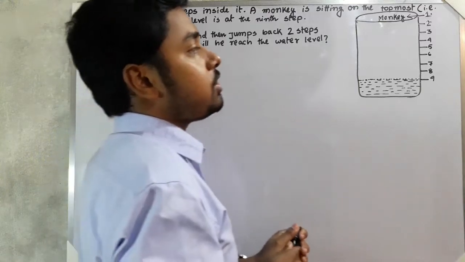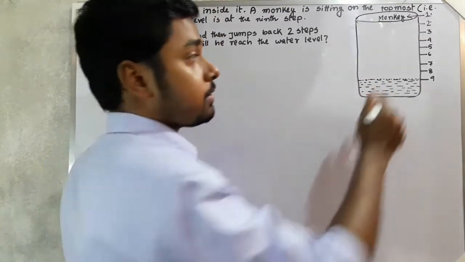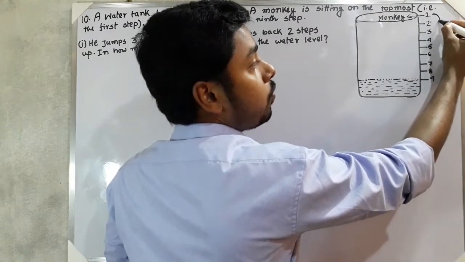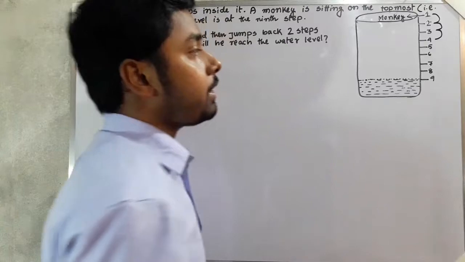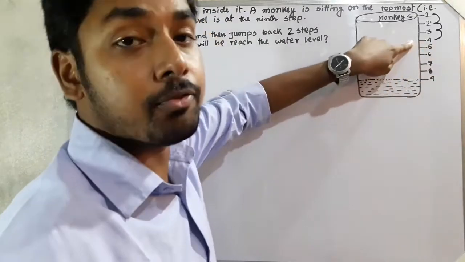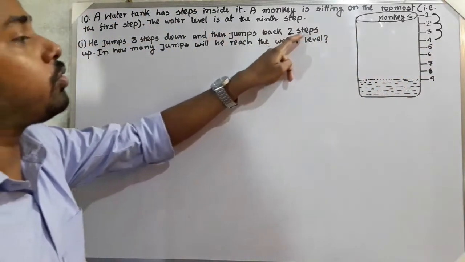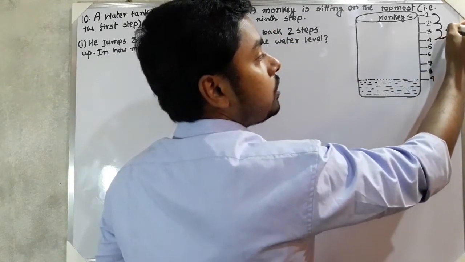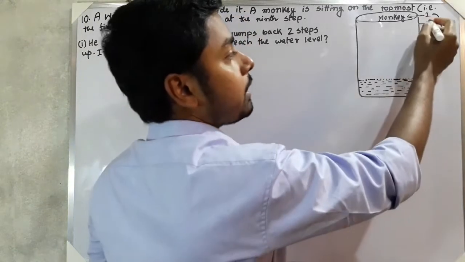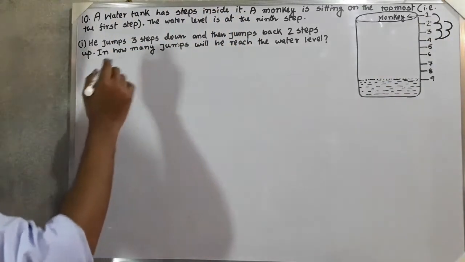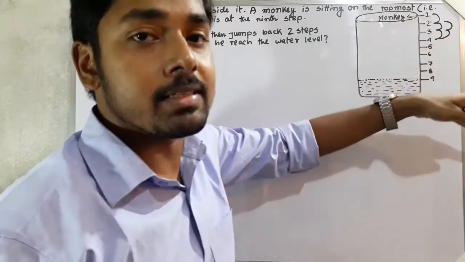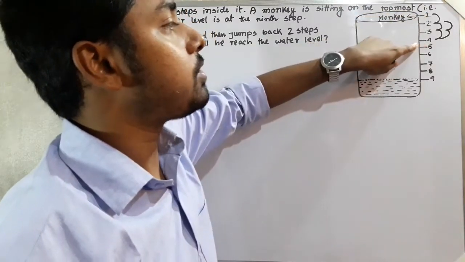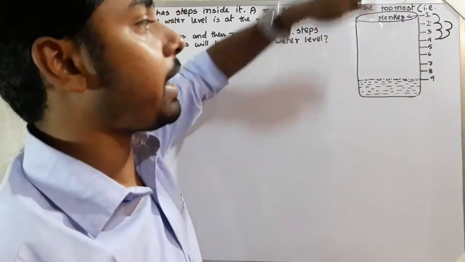If the monkey jumps 3 steps, right now the monkey is here, now he jumps 3 steps, 1, 2, 3, so the monkey reached the 4th step. Then the monkey jumps 2 steps back, 1, 2. Now the monkey is at the 2nd step. Now the monkey is doing it like this: first he jumps 3 steps, then jumps back 2 steps.